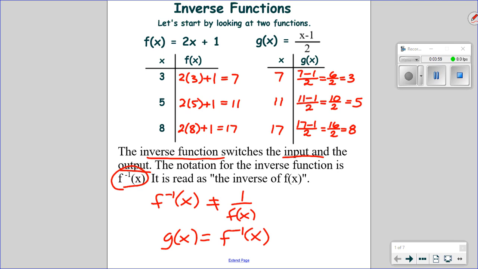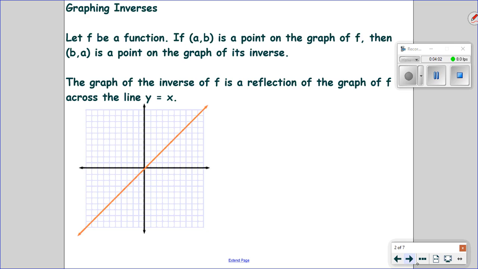Okay. Let's explore this idea a little bit more. Let's look at it from a graphical standpoint. So you know now that an inverse function switches the input and the output. So let's say f is some function. If the ordered pair a comma b is a point on the graph of f, then we know that the ordered pair b comma a is a point on the graph of its inverse. Okay, because remember, the inverse is just going to switch the input and the output.